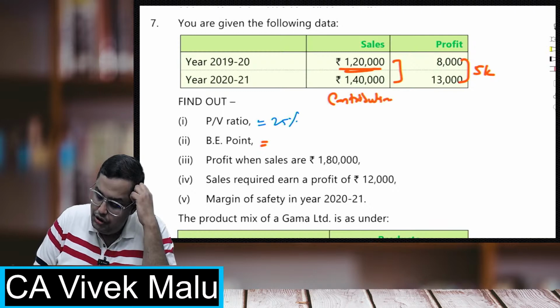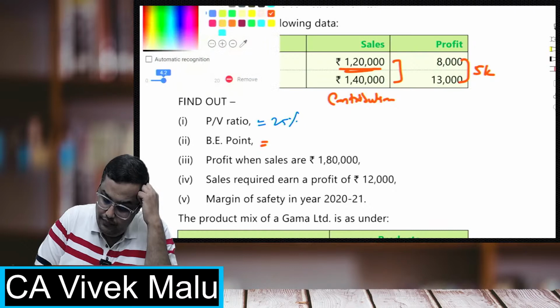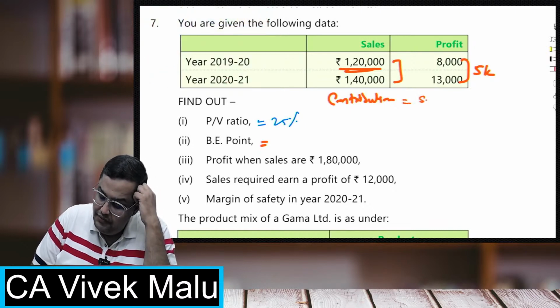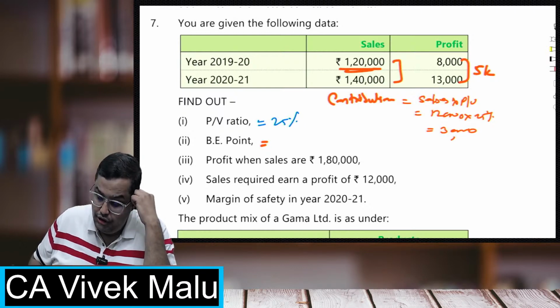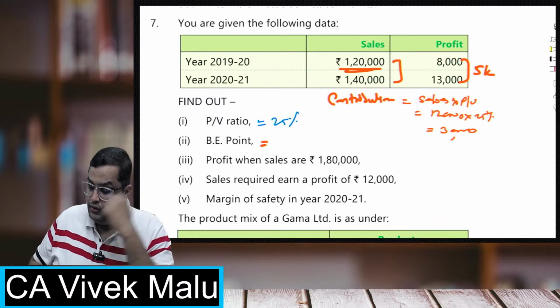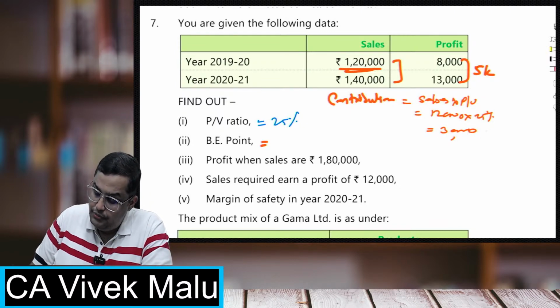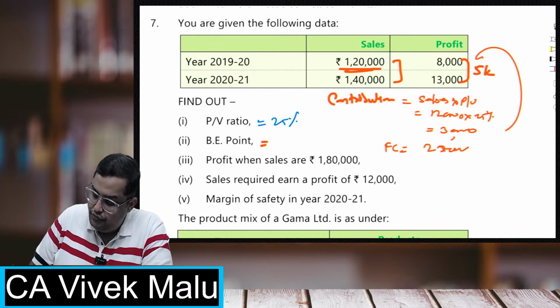I know the formula for contribution. The formula is sales into PV ratio. So 1,20,000 into 25%, that is 30,000. That is my contribution, and 8,000 is my profit. So how much is the fixed cost? My fixed cost will be obviously 30 minus 8, that is 22,000. That is my fixed cost.